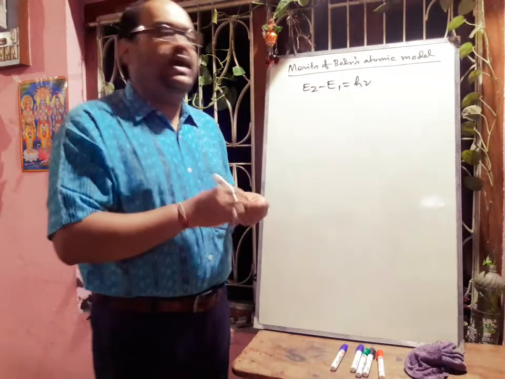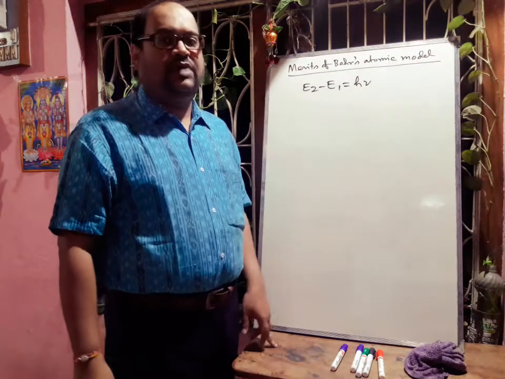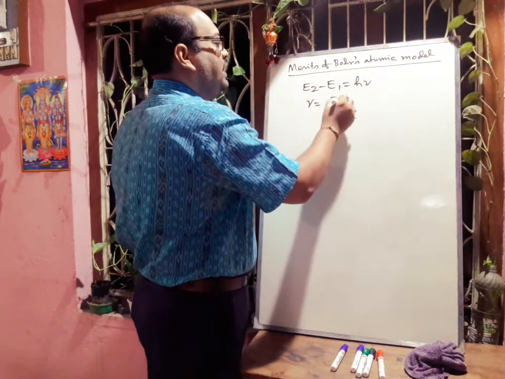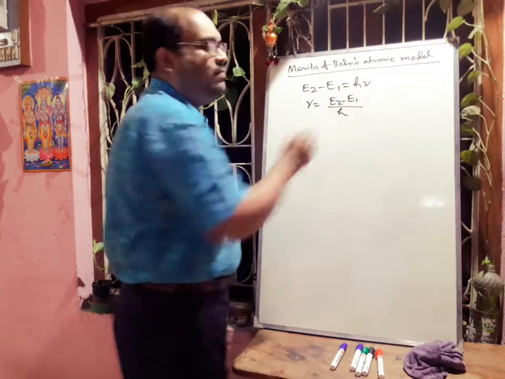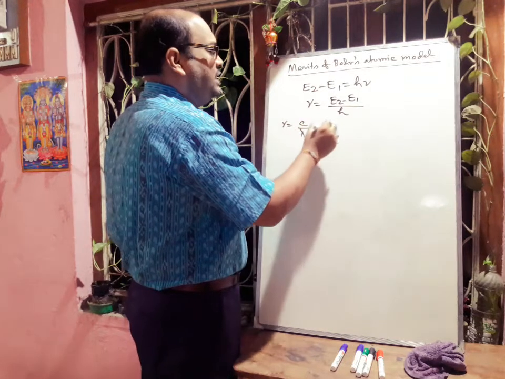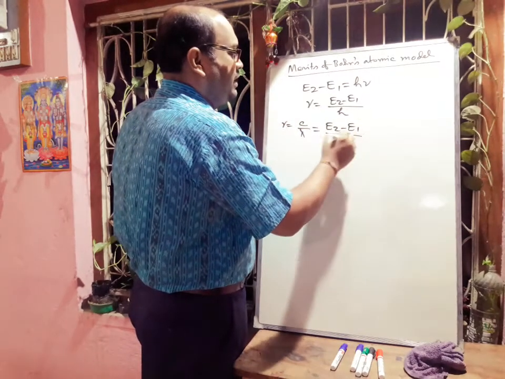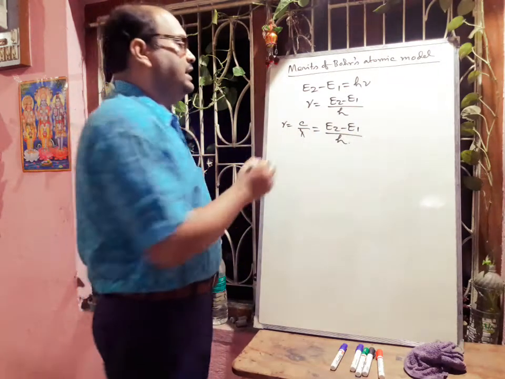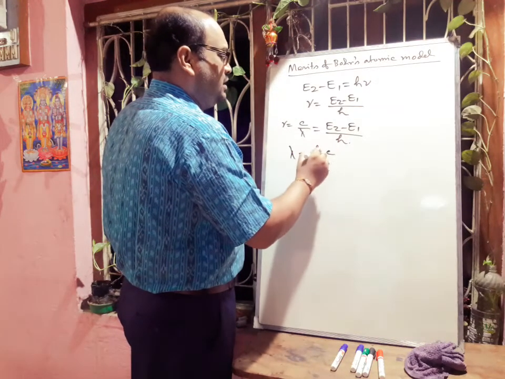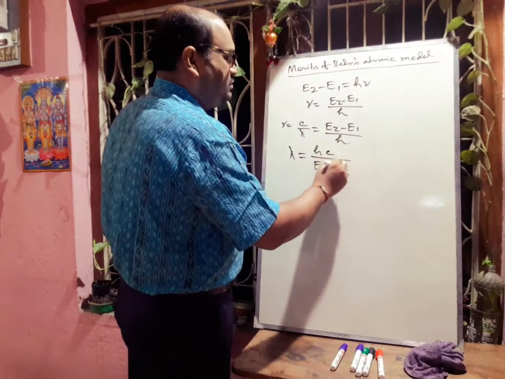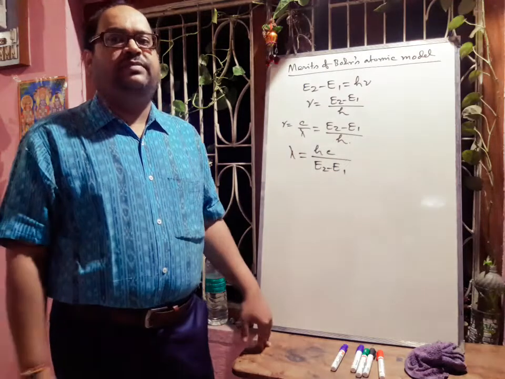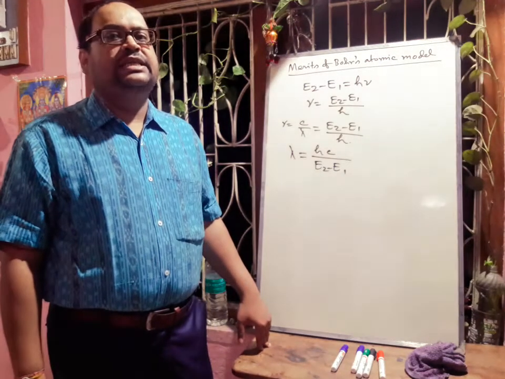E2 is the energy of the higher energy level and E1 is the energy of the lower energy level, and from here we can write that nu is equal to E2 minus E1 divided by h. h is called Planck constant. So we know that nu is equal to c by lambda. So c by lambda is equal to E2 minus E1 divided by h. So from here we can write that lambda is equal to hc divided by E2 minus E1. Corresponding to the frequency or wavelength of each photon emitted, there appears a line in the spectrum.